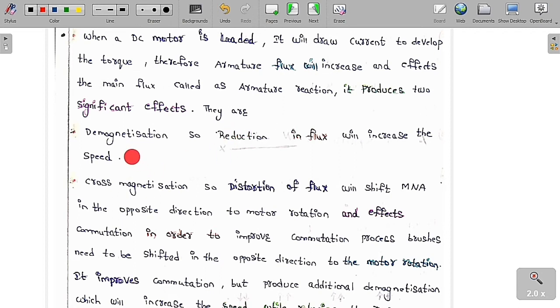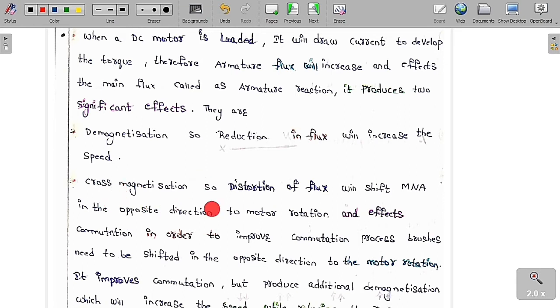They are demagnetization. Reduction in flux will increase the speed, as I have already told you. Because of this, demagnetization is going to occur. It means the resultant flux will decrease. So as the flux decreases, the speed will increase.